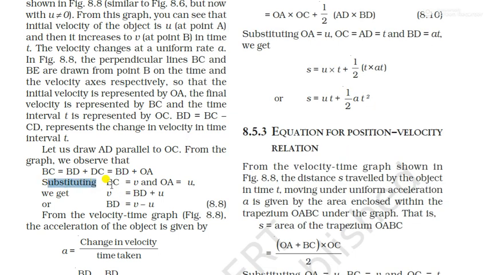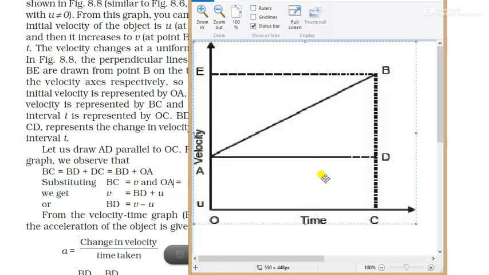Now substituting BC is equal to V and OA is equal to U. Here you can see in this graph we have substituted BC as V and OA as U. Now we get V is equal to BD plus U, or BD is equal to V minus U. We have already discussed what is change in velocity. And we know that acceleration has a formula, change in velocity upon time taken. Change in velocity means V minus U.